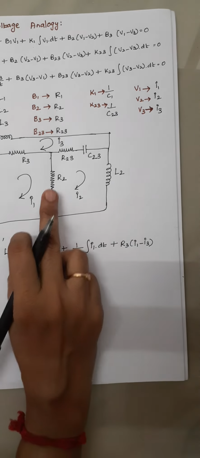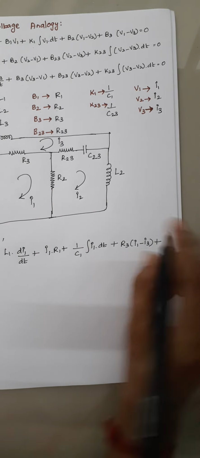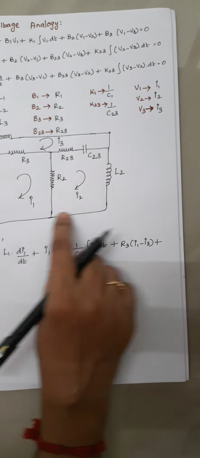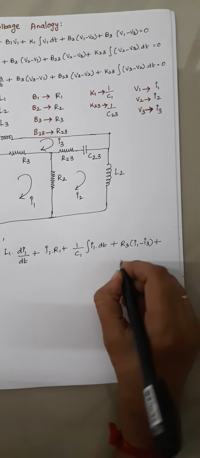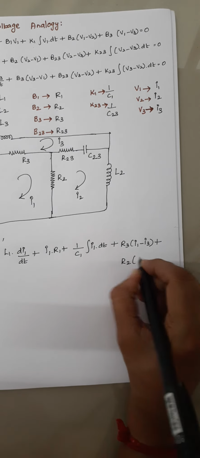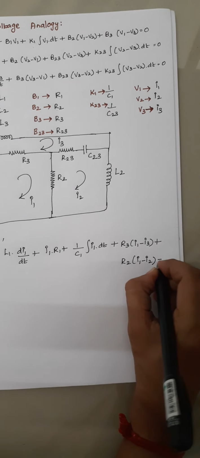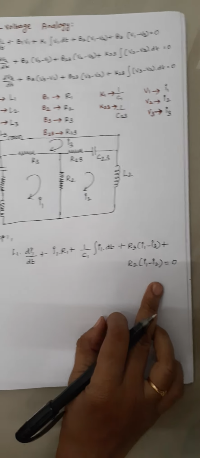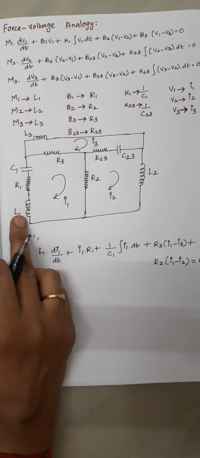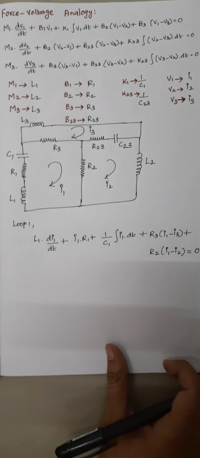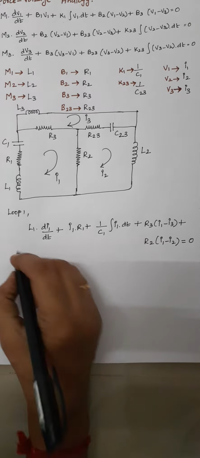And the next one is we are having an R2. So again through this R2 the current I1 is flowing as well as current I2. So writing the expression you should write it as R2 into I1 minus I2, and this entire expression is equal to 0 because here we are having no source, that is no voltage supply here. So this forms your loop 1 equation.